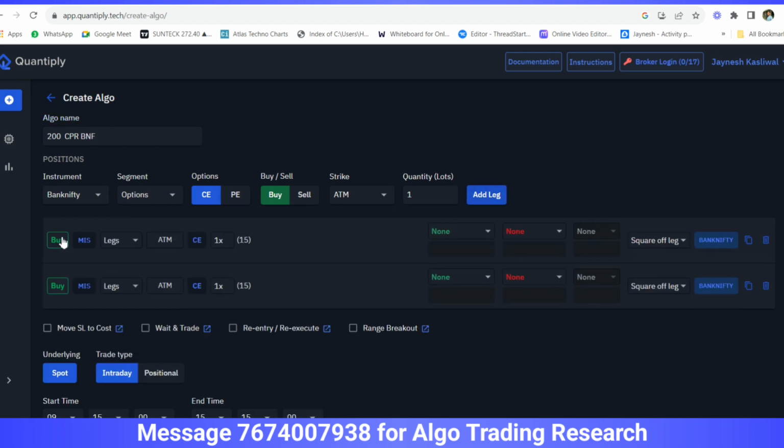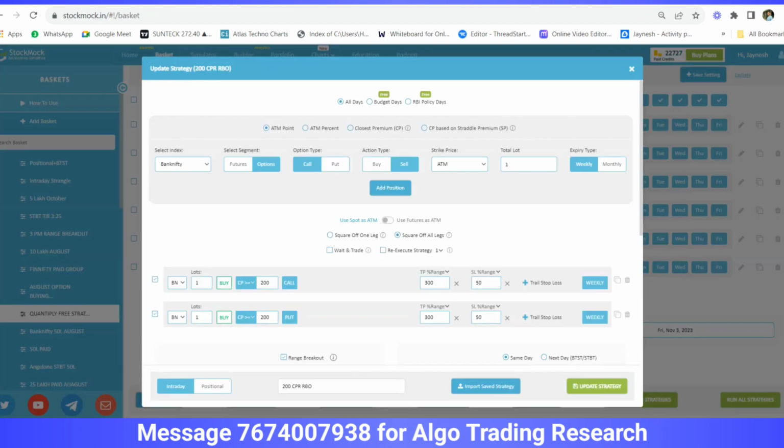After that, click on add leg. Once you click on add leg, this will be added as buy MIS legs. Go into legs. Click on premium greater than. Here, one more problem. Most people use premium greater than 200 or premium equal to 200. Can you tell what problems you can face when you use premium equal to 200?